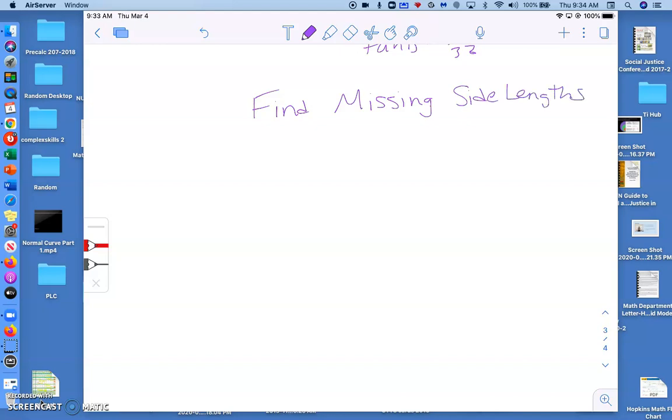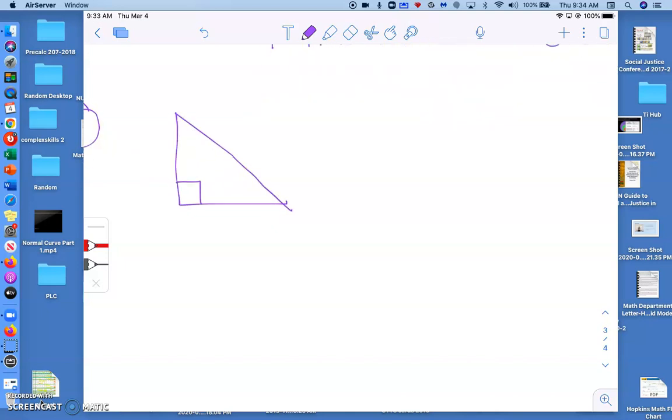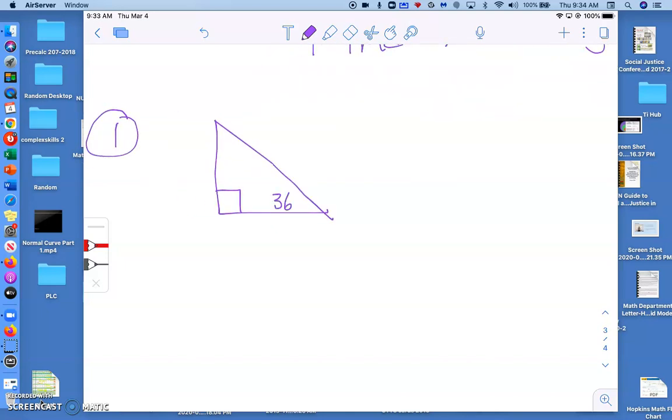So we're going to take a look at two different problems here. Our first one, let's say we have a right triangle, and I put in here that this is 36 degrees. We have x and 13. So what we can do is set up a trig function here. If I use 36 degrees, 13 is the hypotenuse, and x is adjacent. Adjacent and hypotenuse is cosine. So the cosine of 36 equals adjacent over hypotenuse.